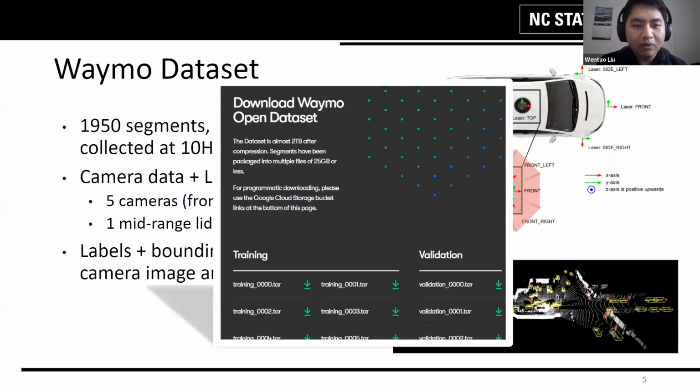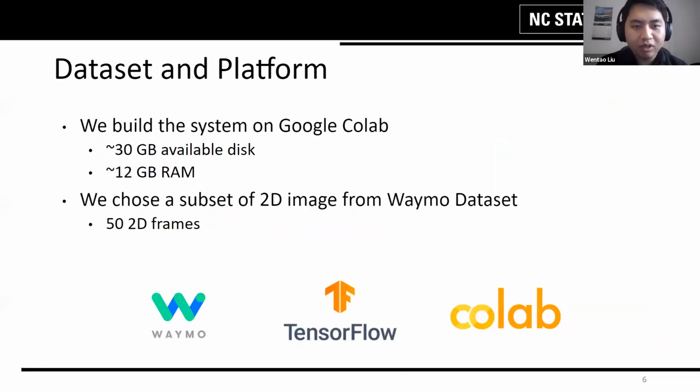If you go to Waymo's website, you can see there are almost 100 tar files. Each file is 20 to 30 gigabytes. So you can see that's a huge amount of data. Since we only have very limited computing resources, we can only choose a subset from them and use cloud computing.